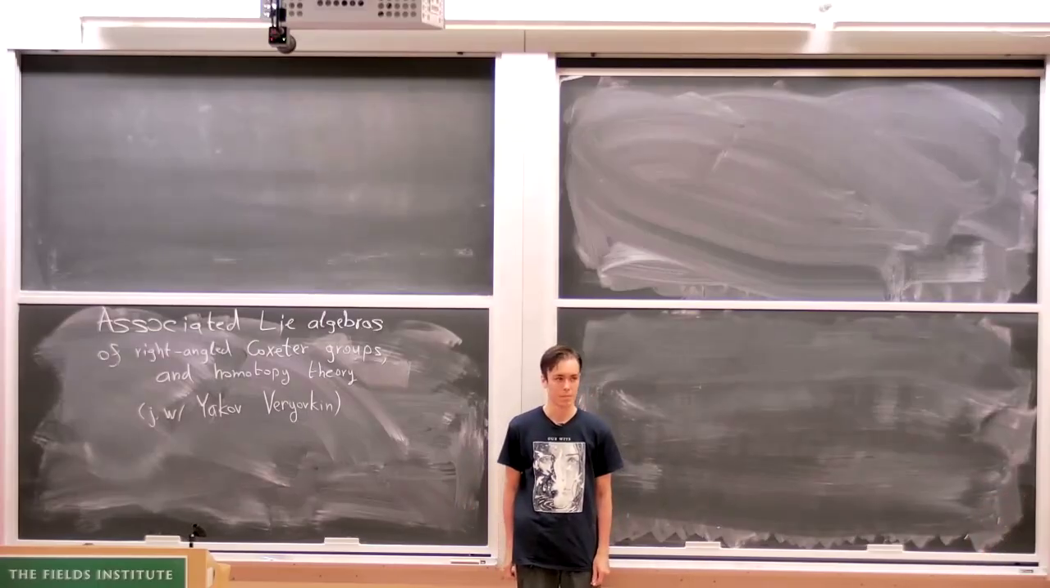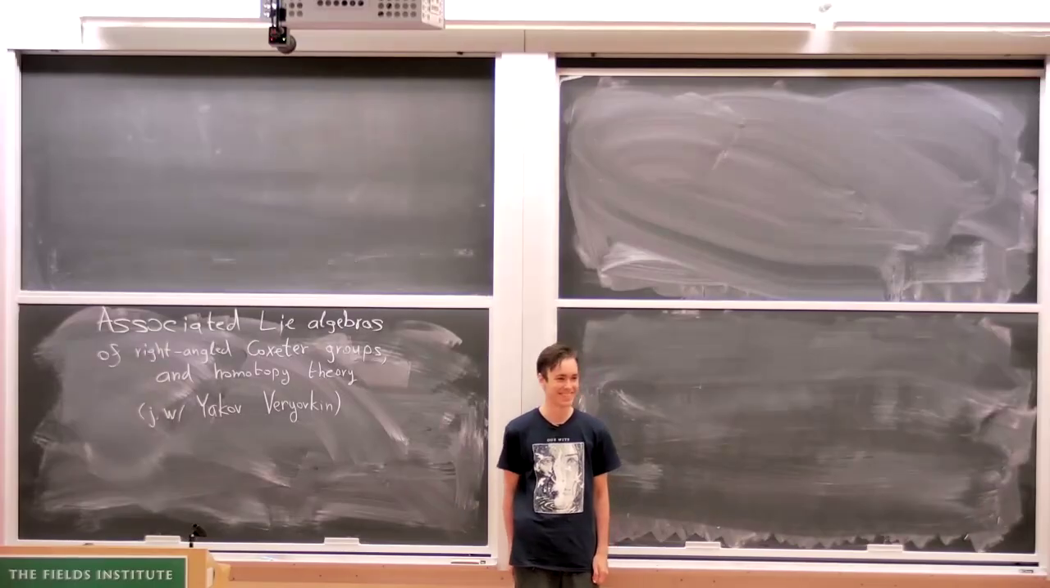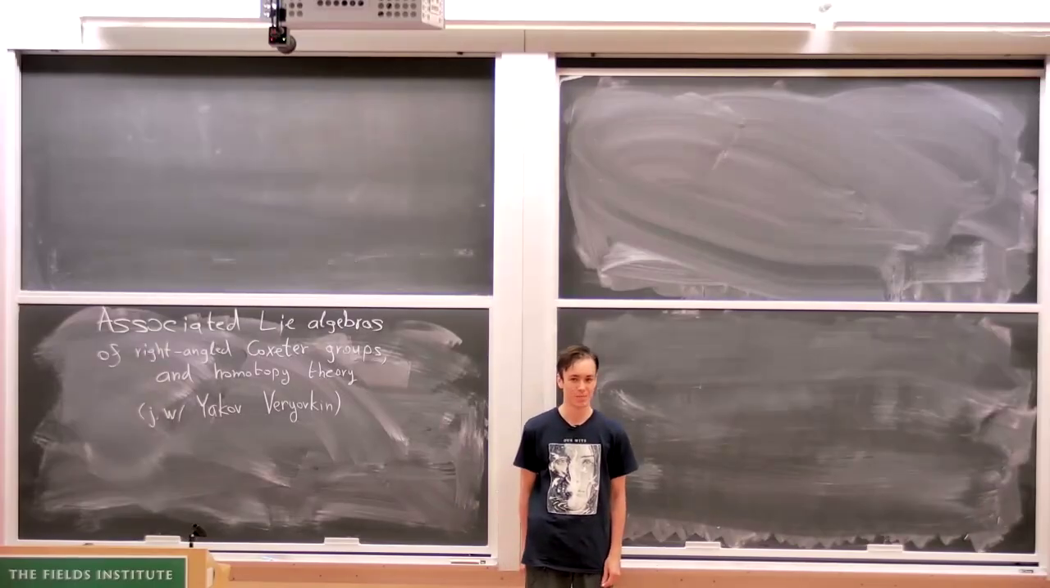And now for the last session of the talk, it's my pleasure to introduce Fedor Vylegzhanin. He's going to talk about associated Lie algebras of right-angle Coxeter groups and homotopy theory.